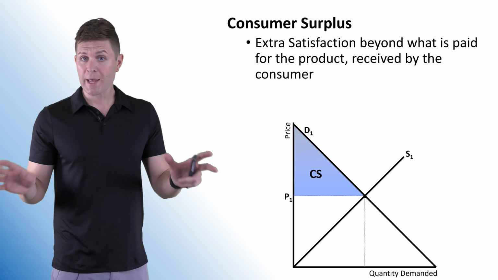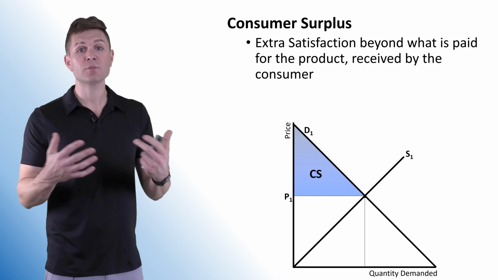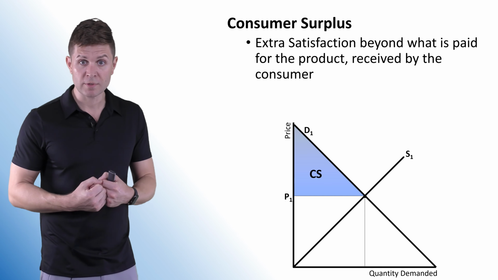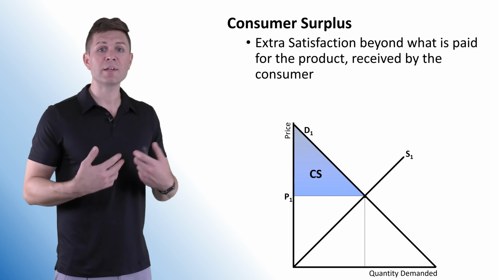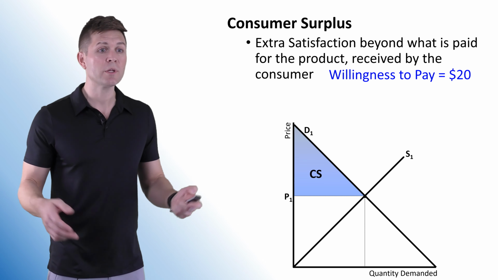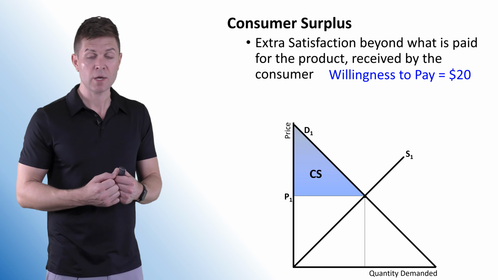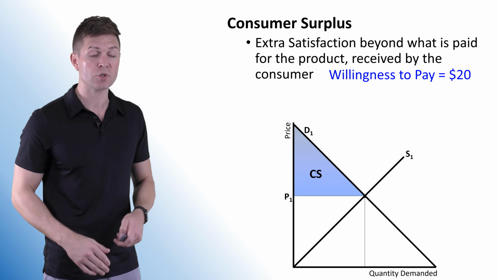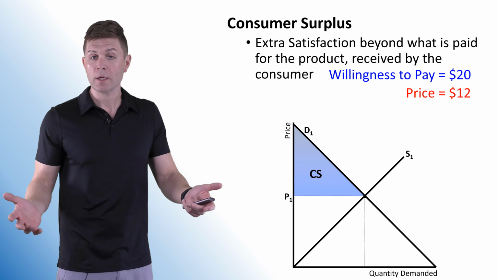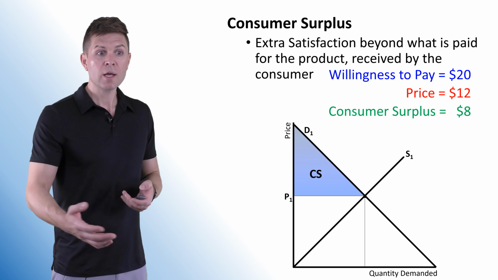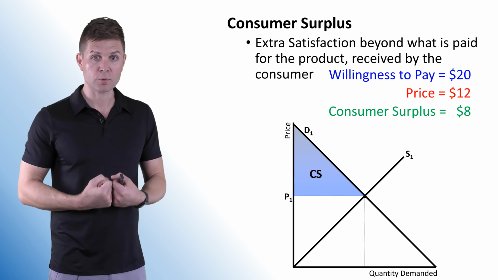Now, first off, we have consumer surplus. It's the extra satisfaction beyond the price paid that the consumer receives. So let's look at an example. Let's say I go to the store and there's a shirt that I want and I'm willing to pay $20 for it. My marginal benefit of buying the shirt is $20. So I'm willing to pay at least $20 for the shirt. Now I go to buy it and it's only $12. So I'm getting $20 worth of satisfaction for only a $12 cost. So I am getting $8 in consumer surplus.